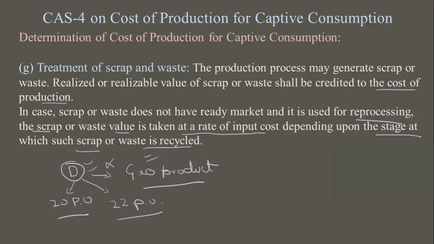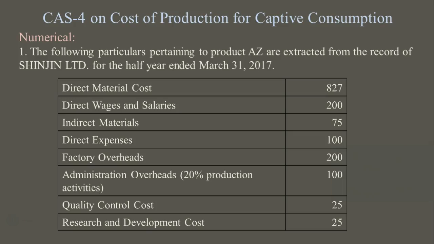So which cost do we have to credit to our cost of production? Which cost are we going to credit, 20 or 22? Definitely we are going to credit 22 rupees per unit, because it is our input cost. Input cost is taken as the value for cost of production. Okay guys, it's simple. Great.